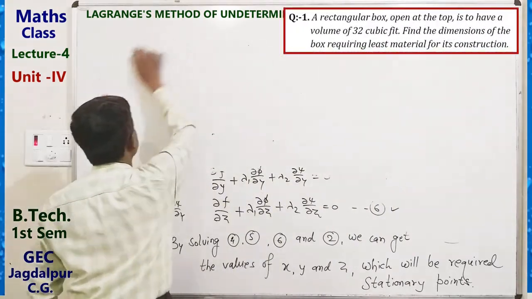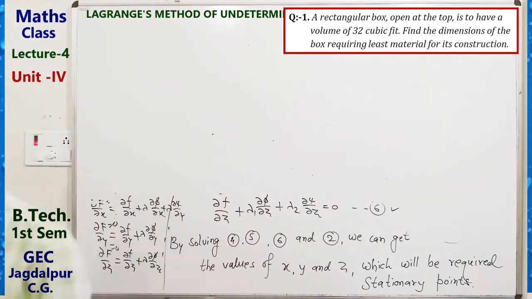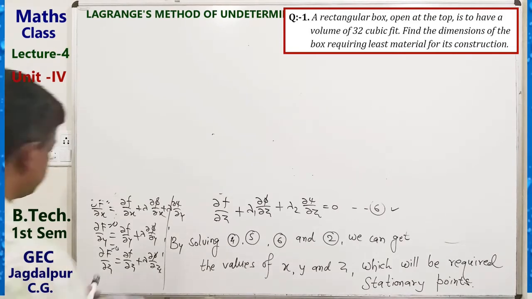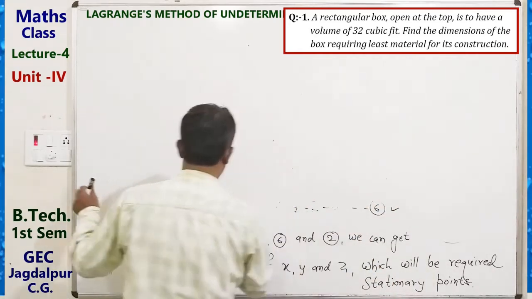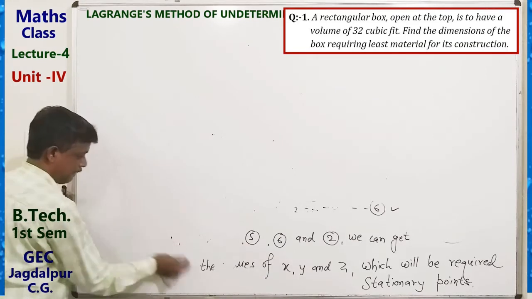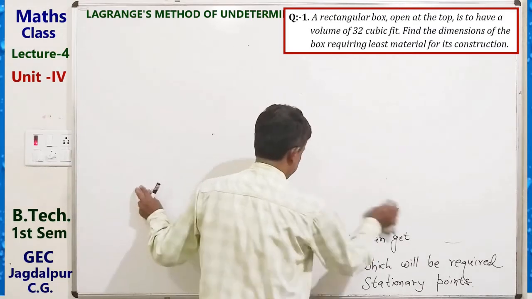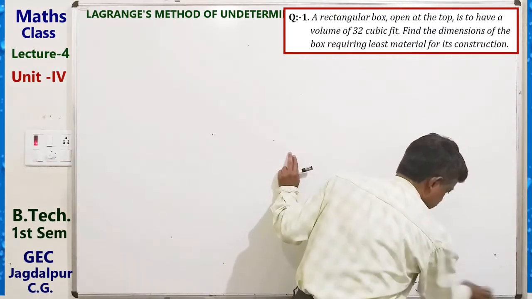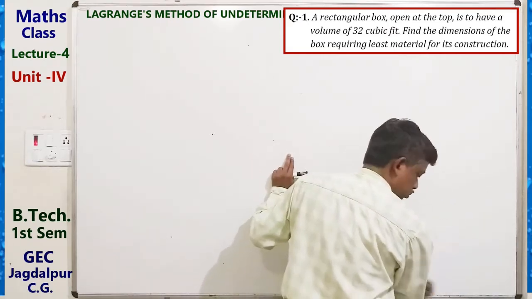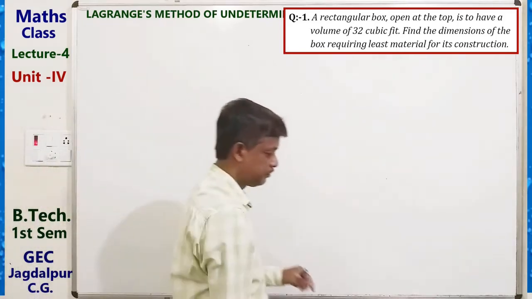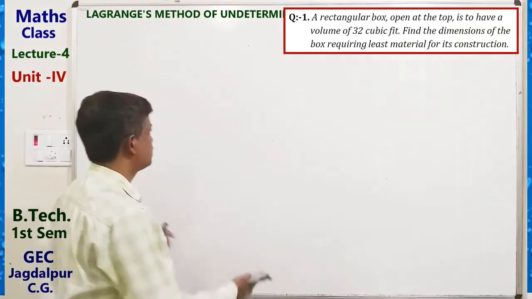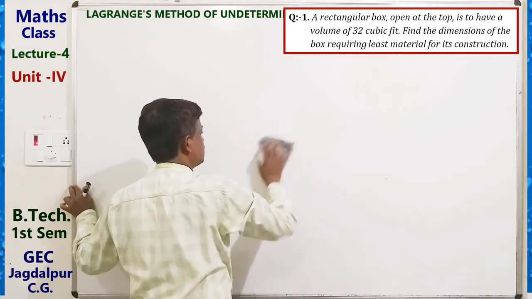so the first question is, a rectangular box, open at the top, has a volume of 32 cubic feet. Find the dimensions of the box requiring the least material for its construction. Okay, so here we have to make a box open at the top.